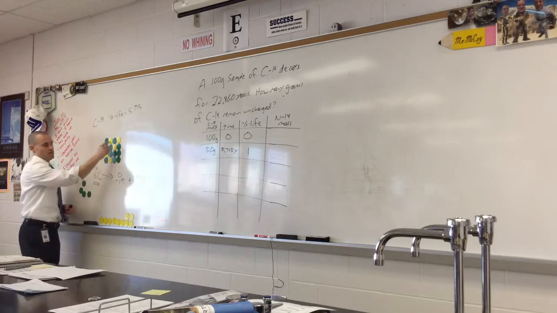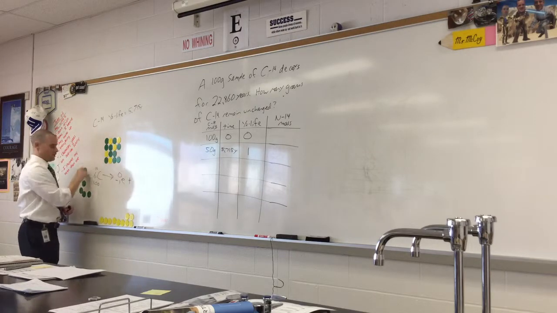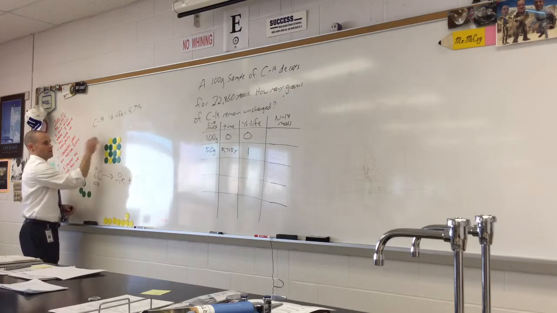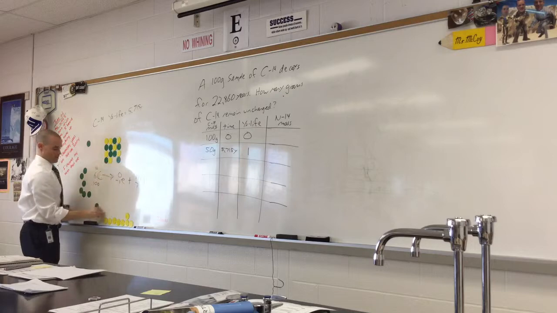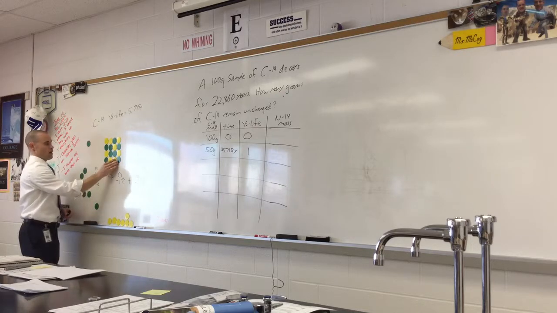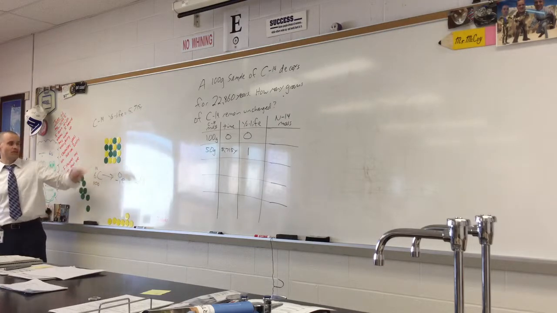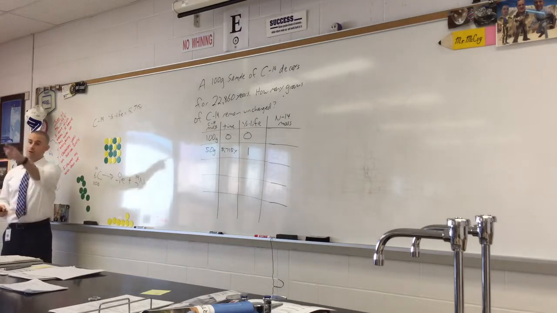What's the yellow ones? Nitrogen. Nitrogen 14, right. So I want to show you what's interesting. After one half-life, 1, 2, 3, 4, 5, 6, we'll go 7, and we'll do this one, 8. Okay, so after one half-life, who can tell me what's the ratio of carbon to nitrogen? 1 to 1, very good.